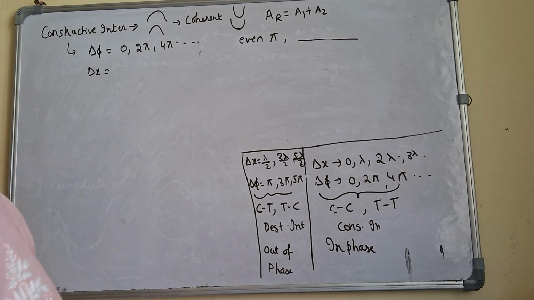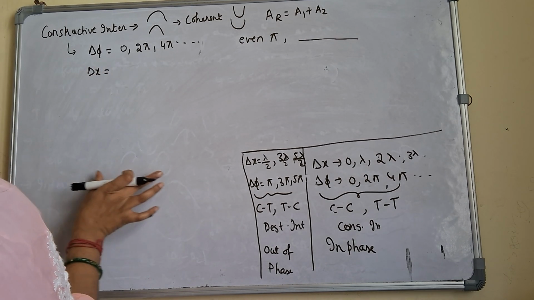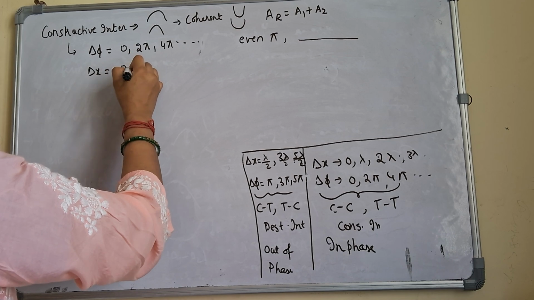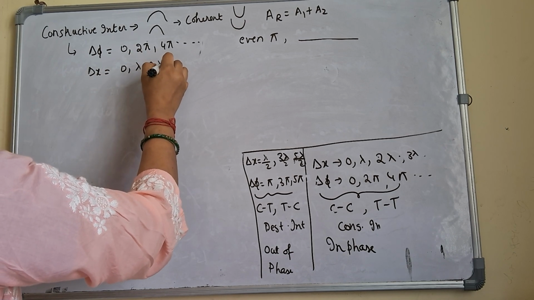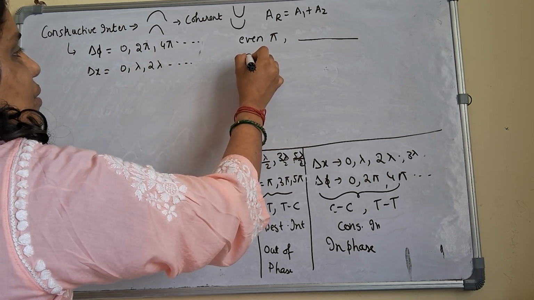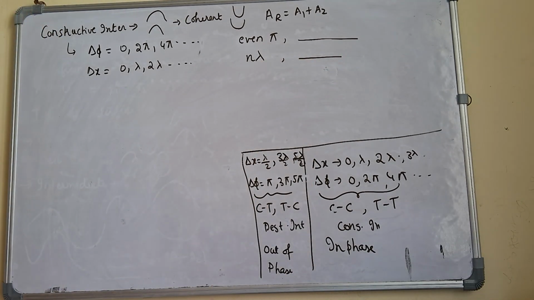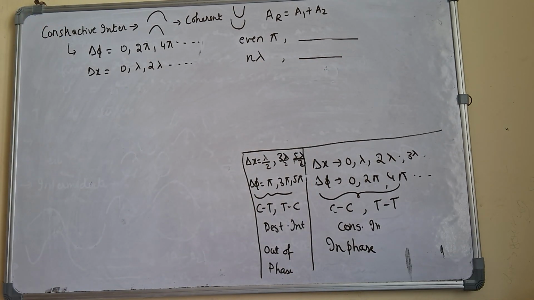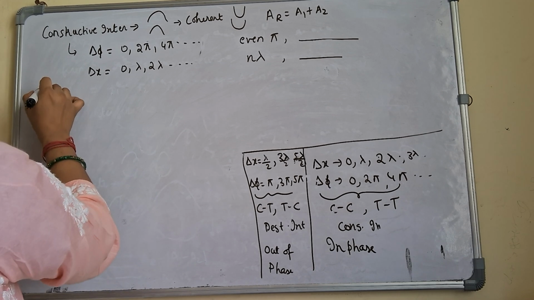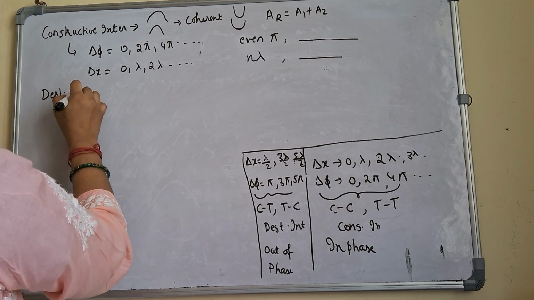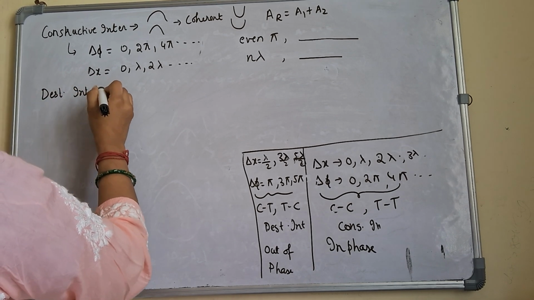Okay, now delta x, what will be the path difference? It is lambda, right? So it is either 0, lambda, 2 lambda and so on. So path difference will be n lambda. Okay, so this is what it is for constructive interference. Let us write the condition for destructive interference.